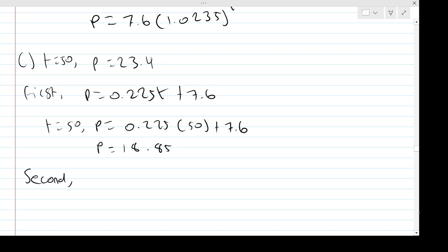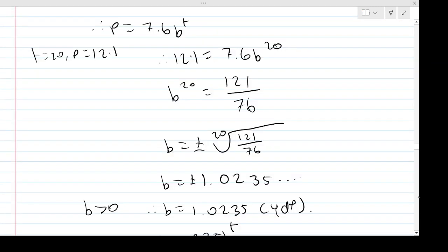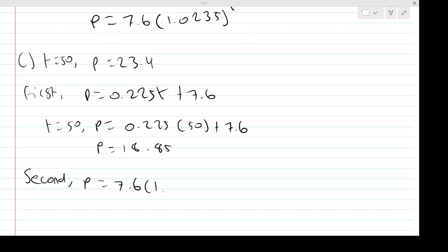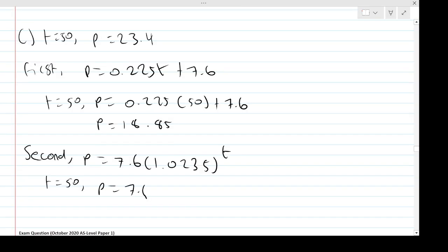Now, secondly, we're going to sub it into the exponential model, which we just worked out, right? Here, P is 7.6 lots of 1.0235 to the t. So then again, when t is 50, P is going to be 7.6 lots of 1.0235 to the 50. And so that would be 24.277. Okay.